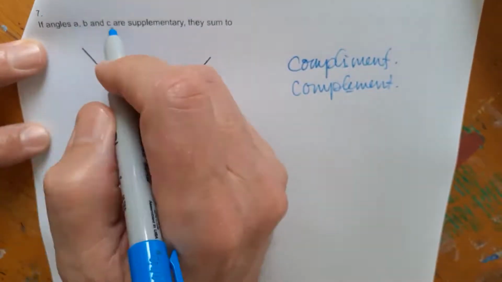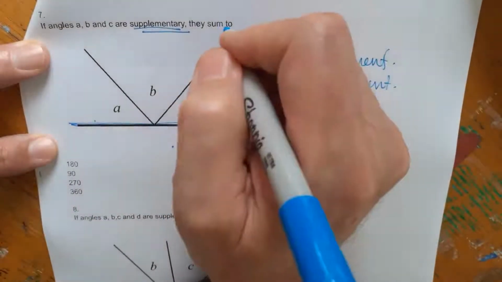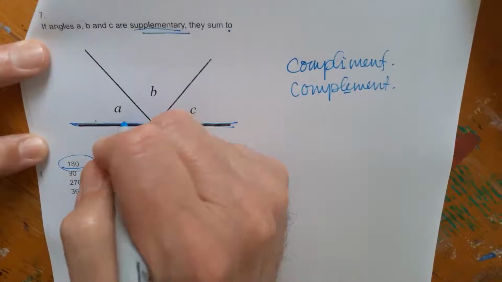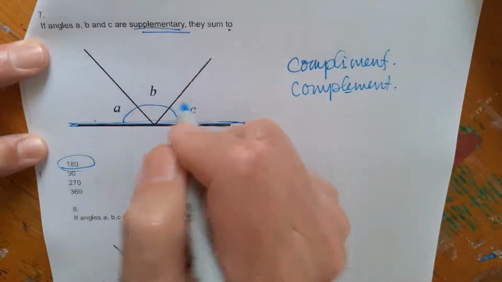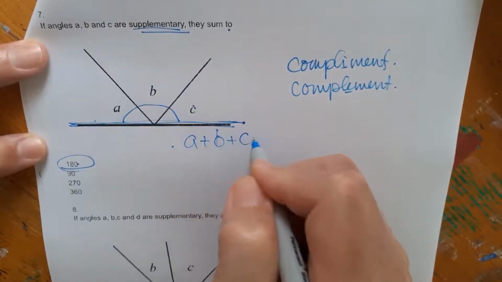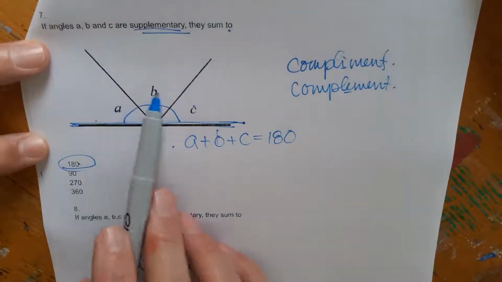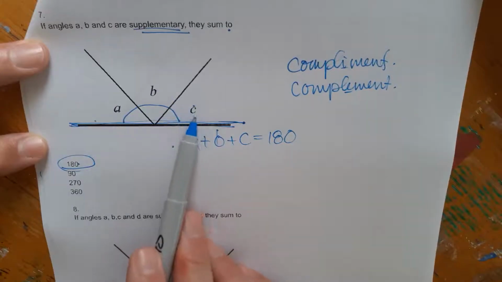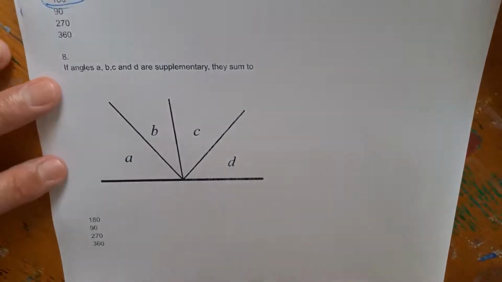So if angles A, B, and C are supplementary, now we're switching to supplementary. Supplementary means they sum to 180 degrees. Notice, this is a straight line or a straight angle. So A plus B plus C must equal 180. And we love equations. A plus B plus C equals 180. We're very excited about that relationship. Because now, if you tell me what these values are, I can leave one missing and solve for it. And as geometry teachers, we love it.